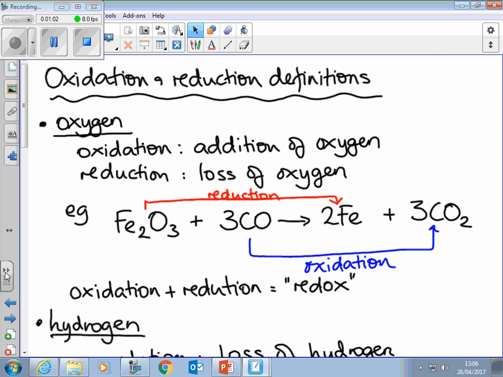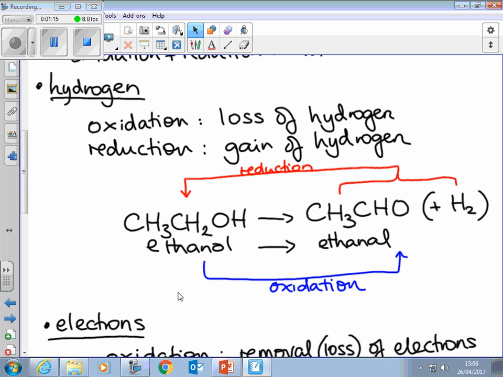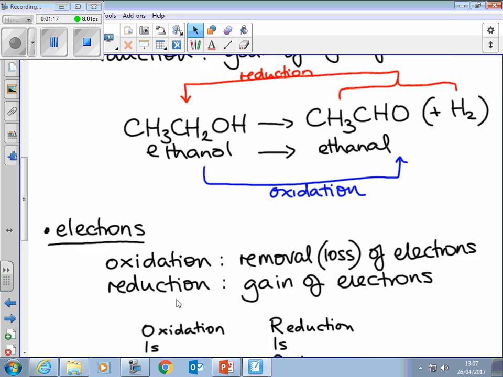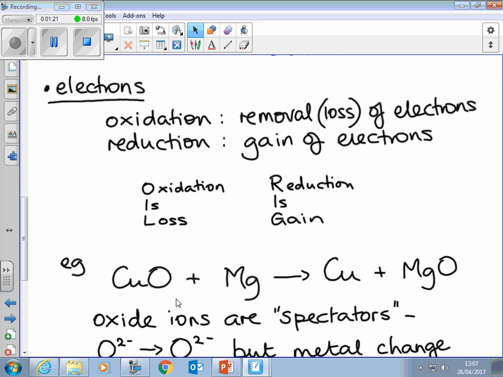And then we started doing the definitions. So we had definitions of oxidation and reduction in terms of oxygen. A bit old-fashioned, but still sometimes useful. Similarly with hydrogen, which is just the reverse, but again, sometimes useful. And then the more important bit, as far as we're concerned, is to think about oxidation and reduction in terms of electrons either being gained or lost.